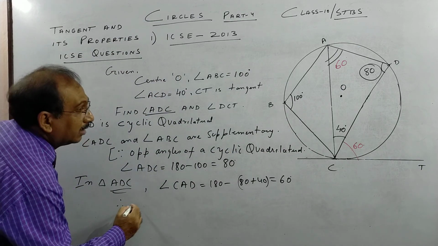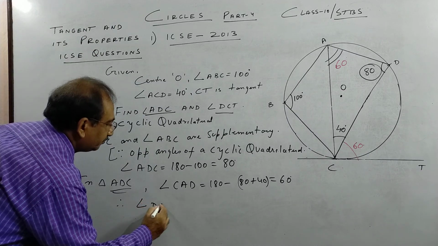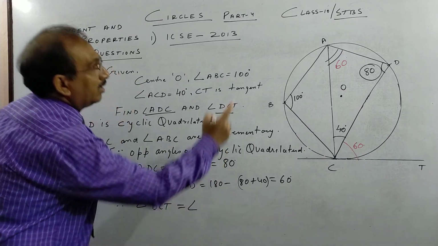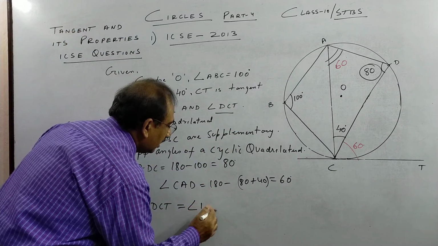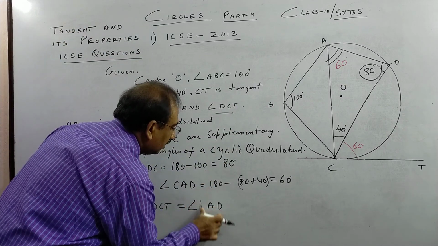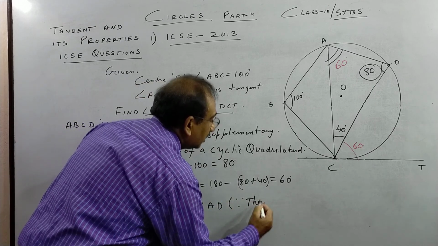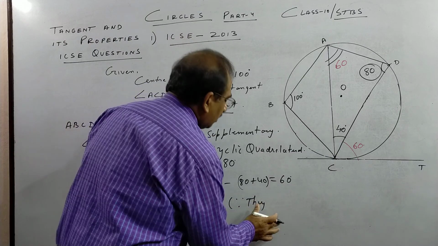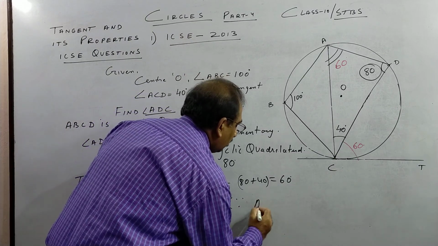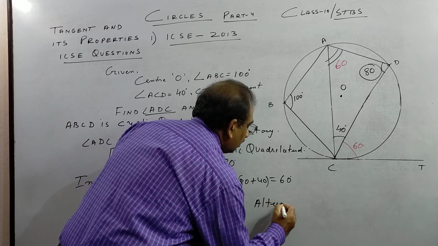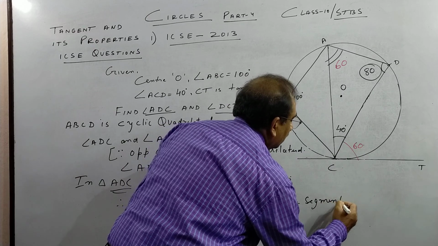Therefore, the angle we have to find, see here, angle DCT is equal to the angle we have found, CAD, since they are in the alternate segment. You can write: alternate segment theorem.